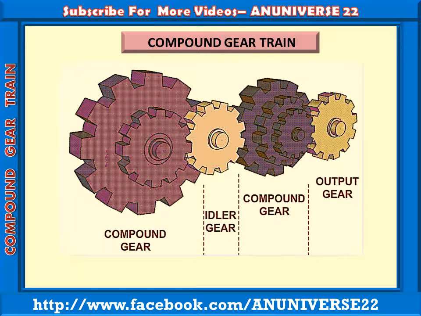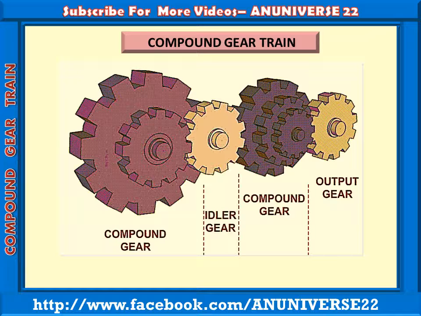If we compare the compound gear train with the simple gear train, we find that by using small gears much speed reduction is obtained. As we can see in the diagram, here are two types of gears. One is small in size and another is big in size. So small gears are producing much speed reduction. So speed reduction is obtained from the first shaft to the last shaft.